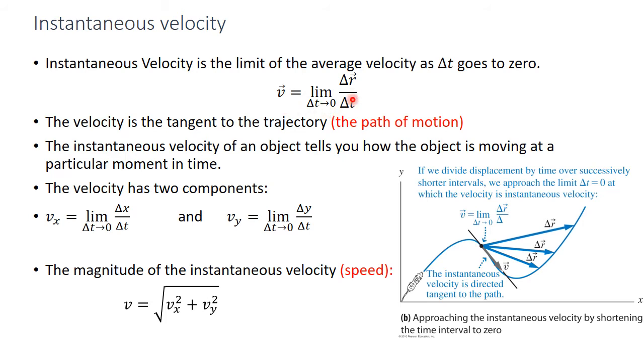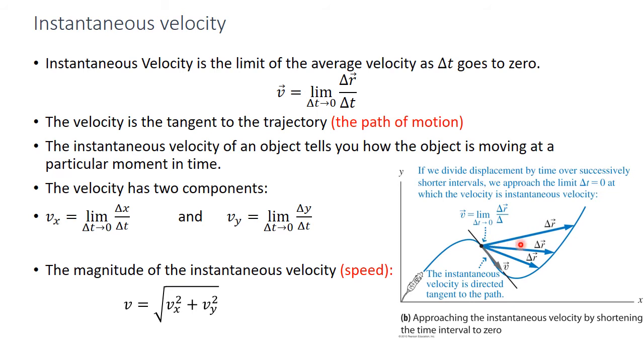v is still a vector because delta r is still a vector. So we can still divide it into components, and we define Vx as the limit as delta t goes to 0 of delta x over delta t, and Vy as the limit as delta t goes to 0 of delta y over delta t. However, here it's very important to look at it graphically. If we look at the path of the leopard here, we want to find the velocity v at the initial time. So we take first the first interval here.